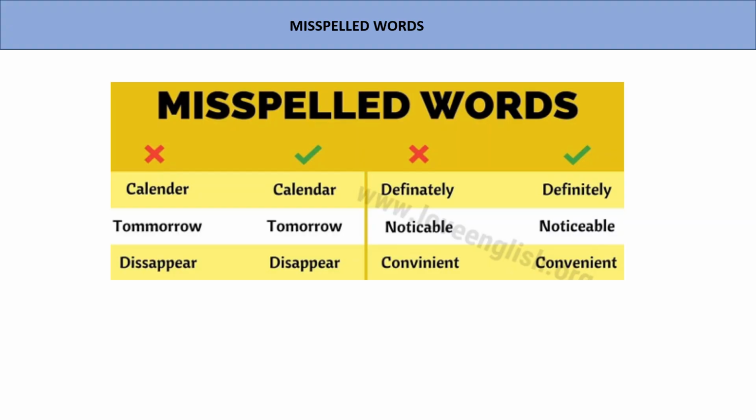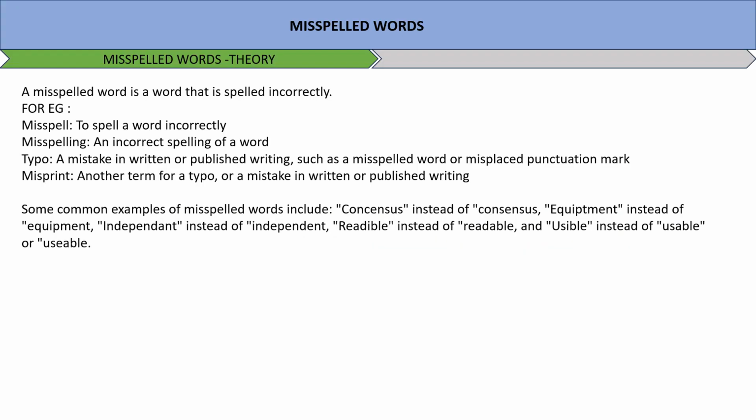For example, if there's calendar, you can always misinterpret the spelling of calendar from A to E, tomorrow from double M to single M, disappear to dissappear. Correct answer definitely noticeable, convenient. So these are some very basic common errors which any human can encounter, right? Okay, so let me show you some questions based on it.